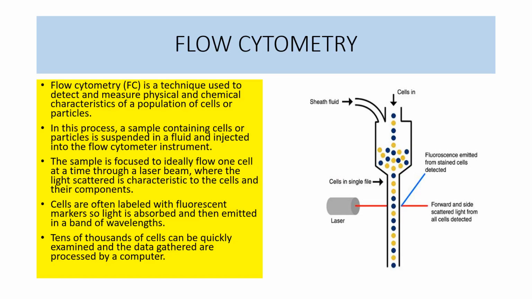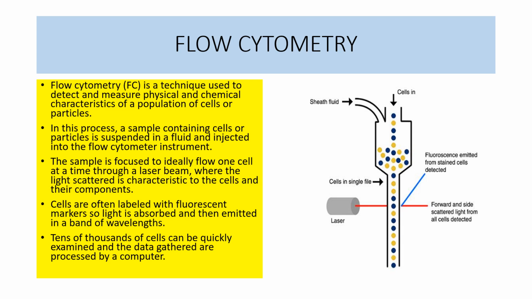Flow cytometry is a technique used to detect and measure physical and chemical characteristics of a population of cells and particles. In this process, a sample containing cells or particles is suspended in a fluid and injected into a flow cytometer instrument. The sample is focused to ideally flow one cell at a time through the laser beam, where the light scattered is characteristic to the cells and their components.